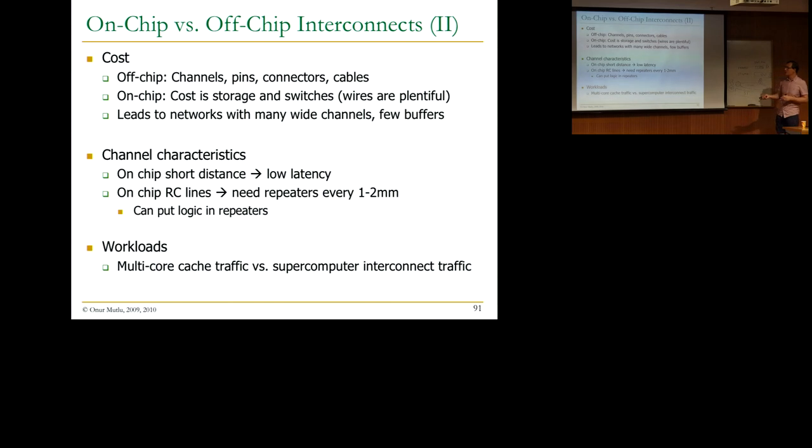And the workloads, I think, traditionally these networks have been designed for supercomputers or data centers, whereas on chip you have a different type of workload, right? It's really the cache traffic that you're catering to. And the characteristics of that workload may be very different from whatever you're doing off-chip. That's why I think it's important to consider the workloads that you have on-chip when you're designing these networks.